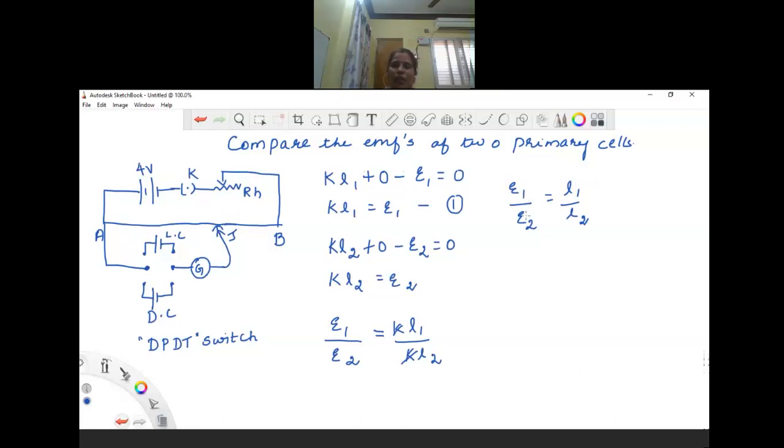By knowing the EMF of one cell, you can also find the EMF of the other cell using this potentiometer. So this is the first application of potentiometer. We can compare the EMF of two given primary cells, or by knowing the EMF of one primary cell, we can even find the EMF of the other primary cell. Now let us see the second application of potentiometer.